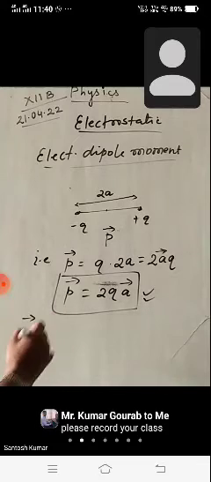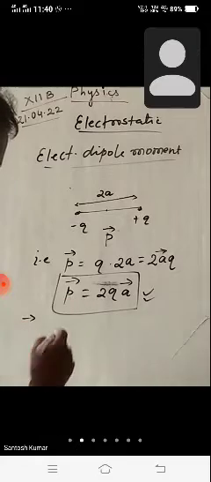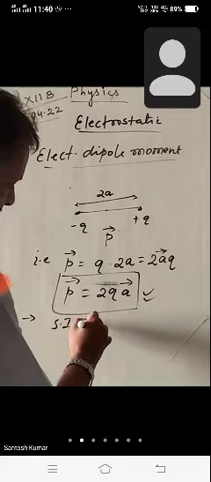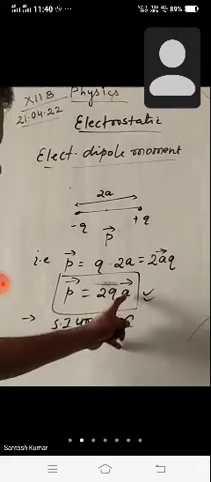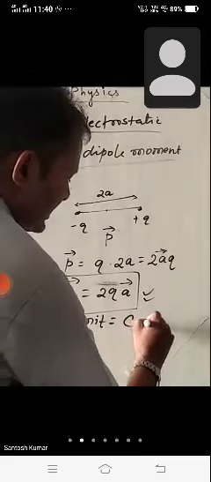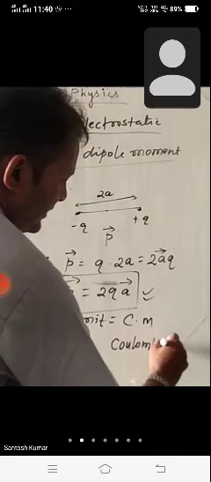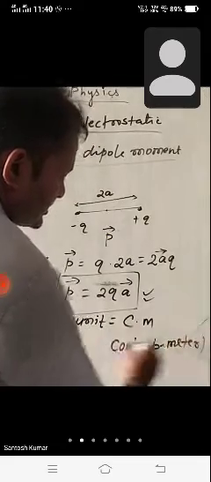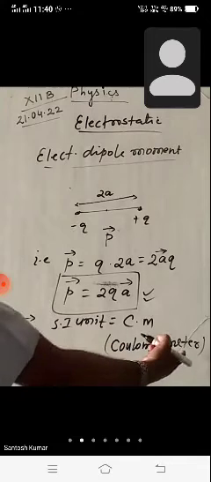After writing the formula, we write the dimensional formula and SI unit. If you talk about the SI unit, Q is the charge, which is in coulomb, and a is the distance, which is in meter. So you can write coulomb meter. Just see, Cm is not centimeter, it is coulomb meter.